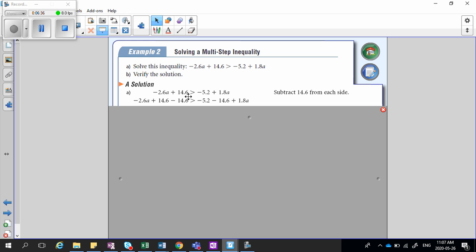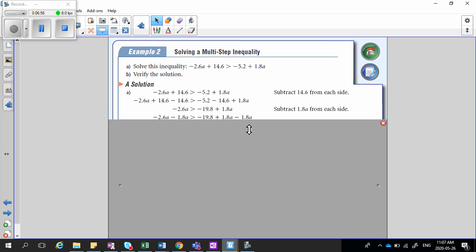So the first step they did here was said, okay, let's get this 14.6 out of here. So we have plus 14.6, and the opposite of that is minus 14.6. So we're going to subtract 14.6 from both sides. This will go away. 14.6 will be gone from the left side. And on the right side, we're going to have to do minus 5.2, take away 14.6, and that gives us negative 19.8. So after that first step, we have negative 2.6a, that's just that guy, is greater than negative 19.8 plus 1.8a. That's just that guy who was written there.